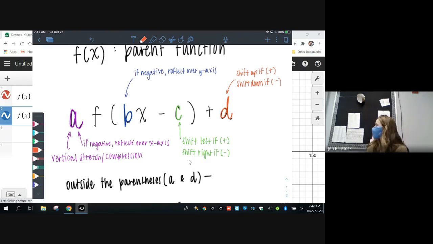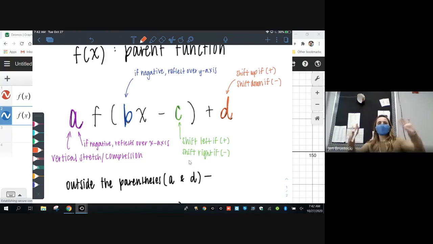All right, so those are all the transformations in a nutshell. We're going to go about looking at the transformations a bunch of different ways. We've got graphs, we've got tables, we've got equations. Sometimes we're going to be asked to write the equations given the transformations.